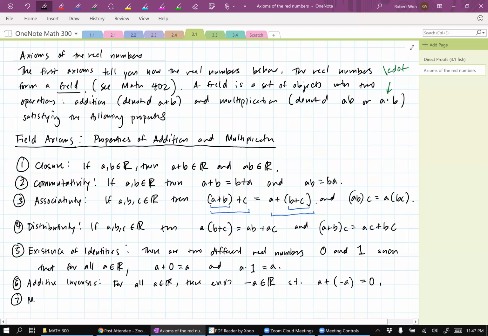Okay, and finally, multiplicative inverses. Here I'm going to assume for all, I'll leave a space here. For all real numbers A, I'll leave a space here. There exists a real number which I'll call A inverse, such that A times A inverse equals the multiplicative identity. I guess I don't need parentheses here.